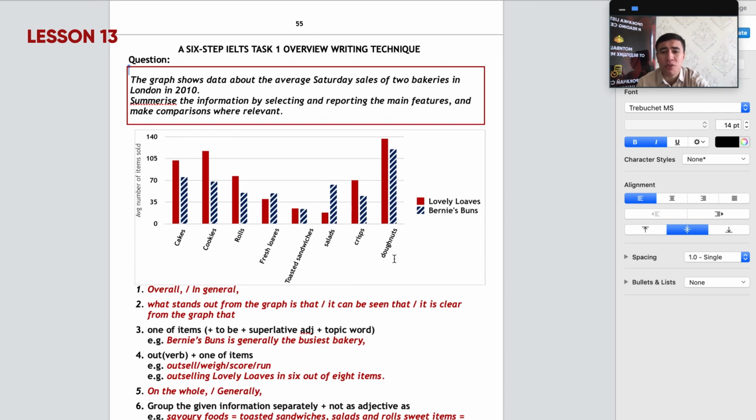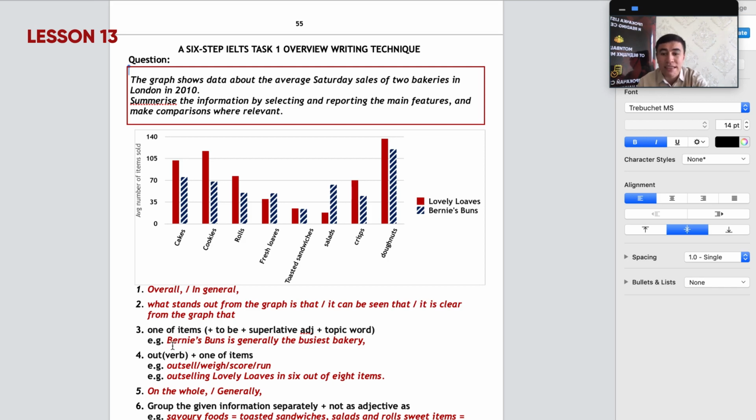First, as usual, we start from the words overall or in general, and you should remember these words always followed by a comma. So overall, comma, or in general, then comma. And then we can say what stands out from the graph is that, or it can be seen that, it's clear from the graph that. Then what we do. Here we have two bakeries, and first we should show which bakery is dominating. So you choose one of the items, then you use to be and superlative adjective and topic word.